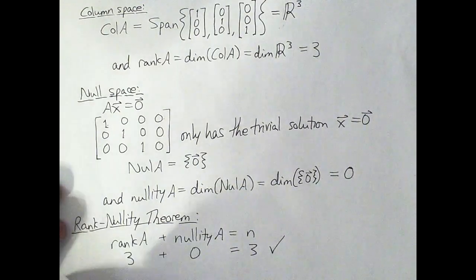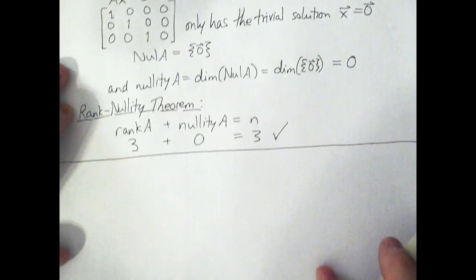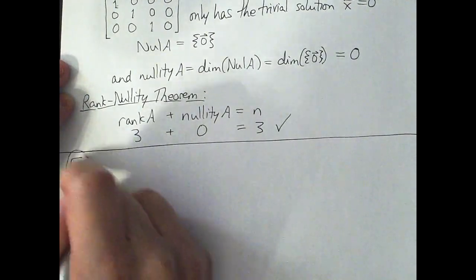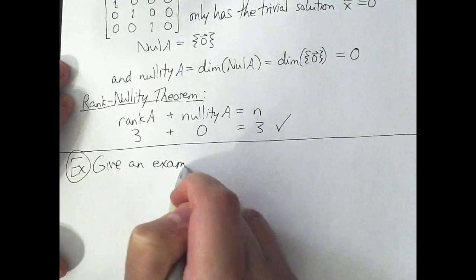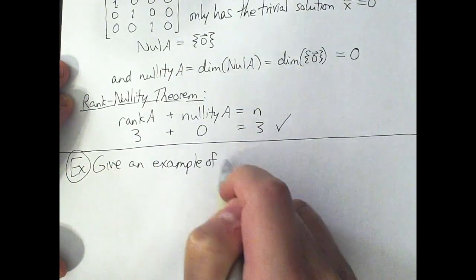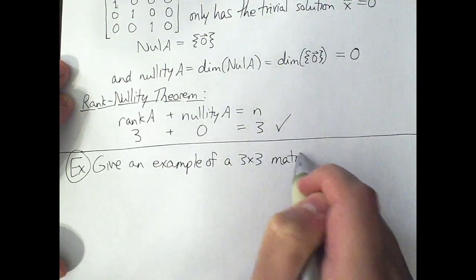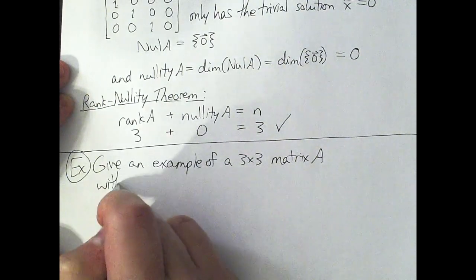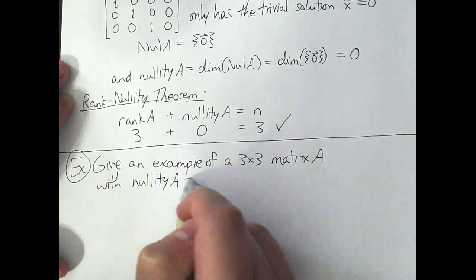How about this? Let's make it a problem. Let's say example. Give an example of a 3 by 3 matrix A with nullity A equals 3.